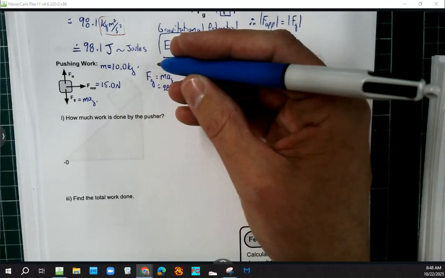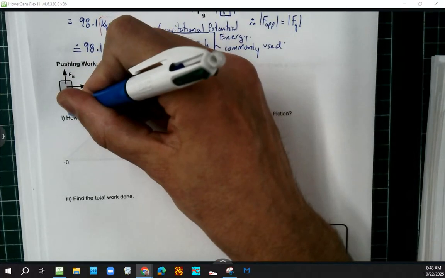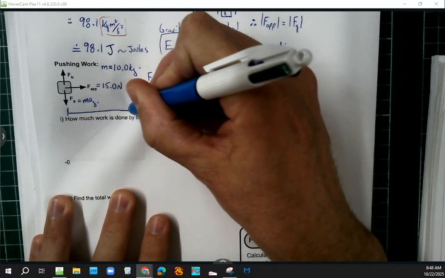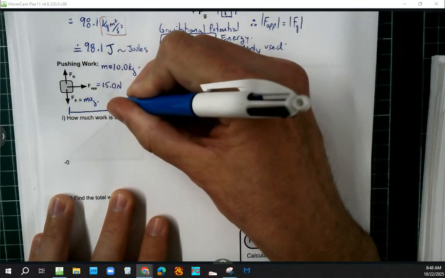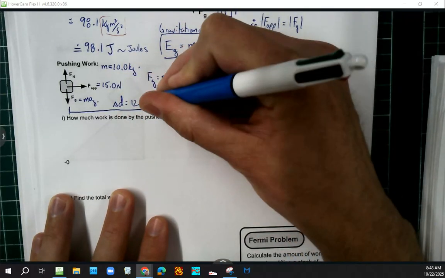So we got a force. Notice that's a newton, not a joule. And I'd like to slide this thing a certain displacement. So I'm going to displace it by 12.0 meters.